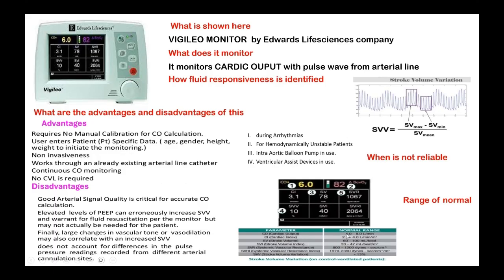Cardiac output 4 to 6 to 8 liters per minute. Cardiac index 2.5 to 4 liters per minute per meter square. Stroke volume 60 to 100 ml per beat. Systemic vascular resistance 800 to 1200 dynes per second per centimeter to the fifth. And stroke volume variation is less than 13%.